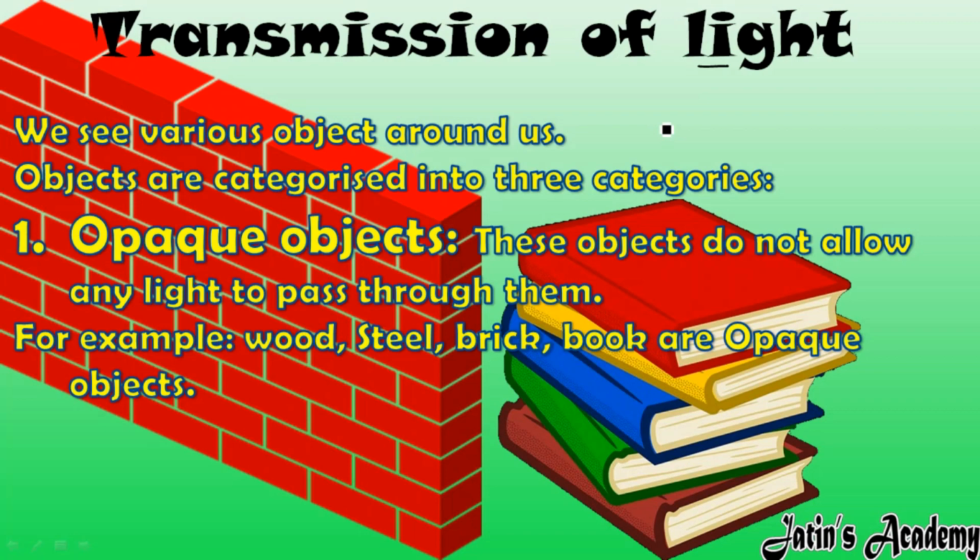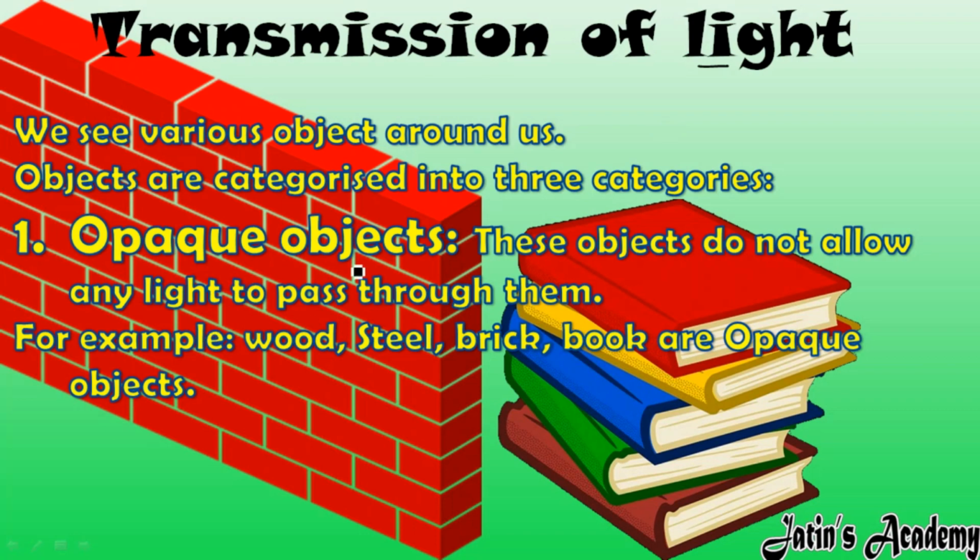Actually, some objects do not allow any light to pass through them, some objects allow full light to pass through them, or all the light radiations, and some objects allow only some light to pass through them. That is why we are categorizing the objects into three categories.